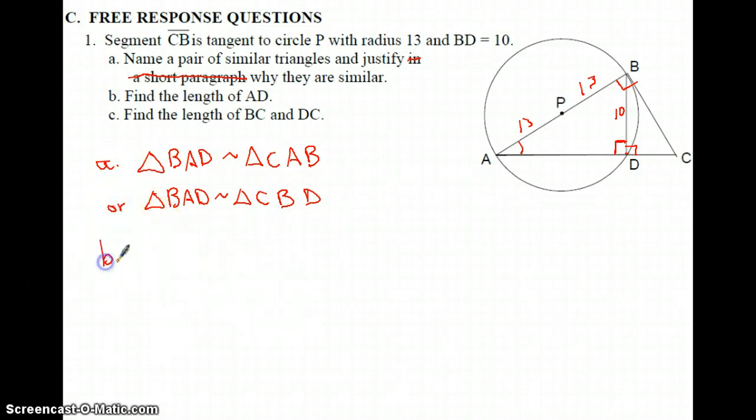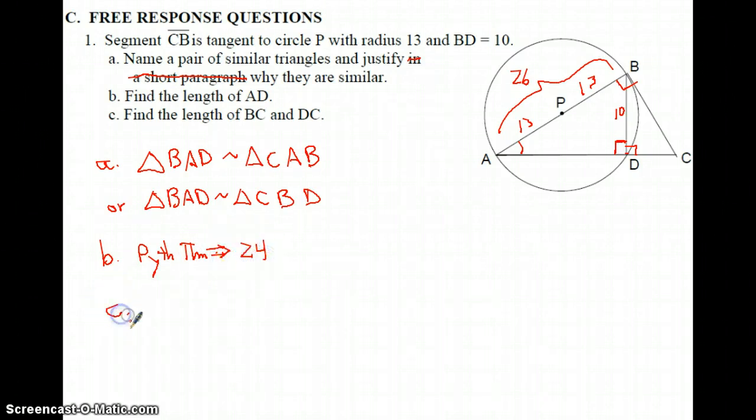Okay, B, find the length of AD. Well, this is 10. This whole thing is 26. I could do Pythagorean theorem and find out. This one I can do in my head because of 5, 12, 13. Pythagorean theorem would tell me that AD has to be 24. I can do Pythagorean theorem faster than I can write. All right, 10, 24, 26 is a Pythagorean triple. Find the length of BC and DC.